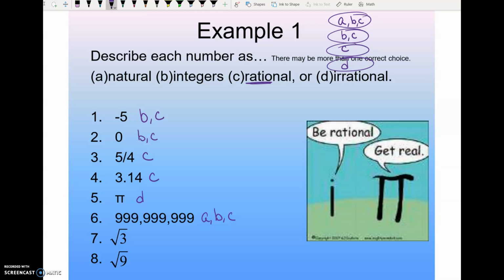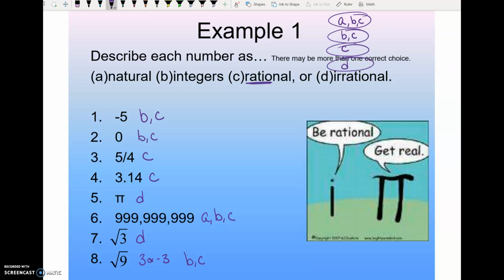Square root of 3, if you plug that into your calculator, it's a decimal that keeps on going forever and ever and ever, so that's irrational. Square root of 9, however, is 3 or negative 3, so I would call that an integer, which means it's also rational.